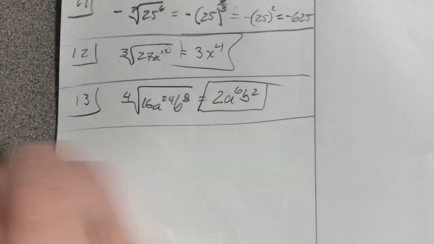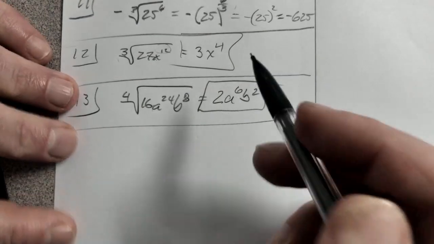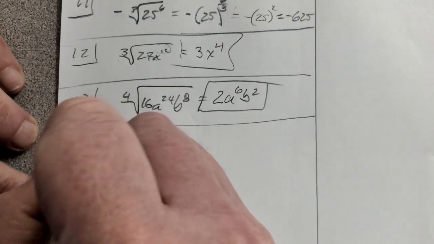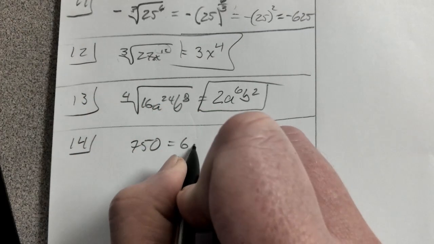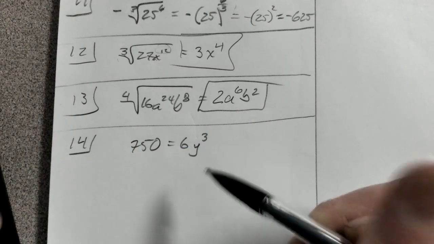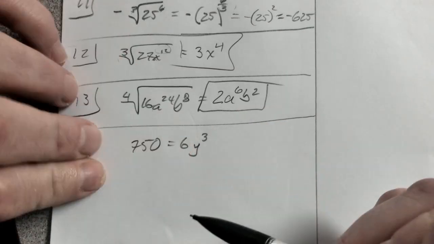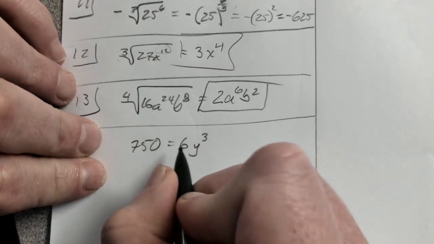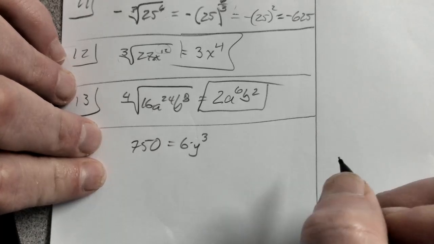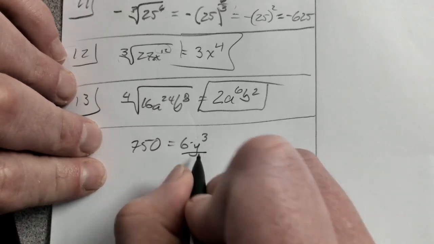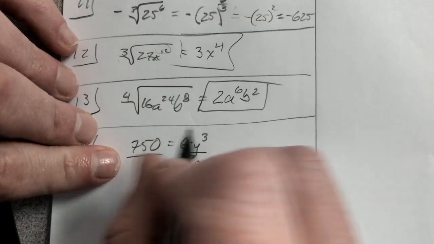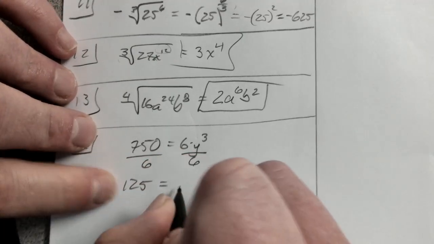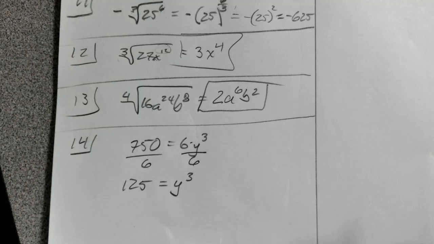All right. And we got a couple of equations to solve. Now we want to get the variable isolated first, right? So here on 14, we have 750 equals 6y cubed. I have to isolate that y cubed first. So the operation between 6 and y cubed is multiplication. How do we get rid of multiplication? With division. So we're going to divide both sides by 6. 750 divided by 6, I believe, is 125. And that is equal to y cubed.